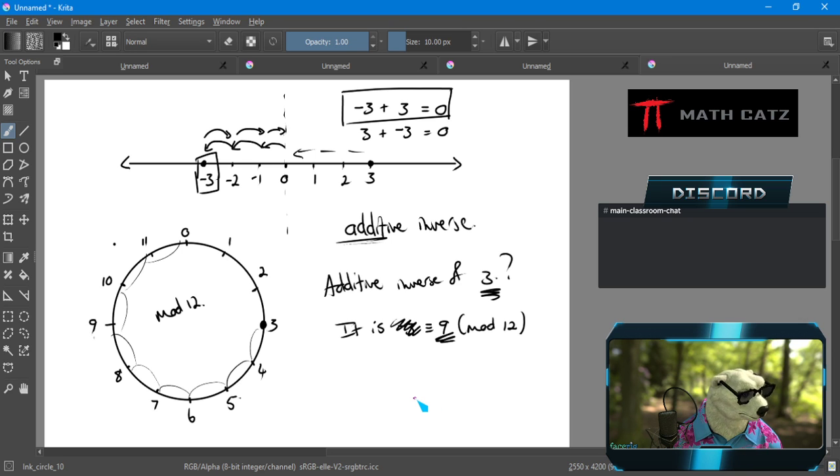Additive inverse. It's very quiet. I am not loving the silence. It's making me uncomfortable. Does any of this make sense?